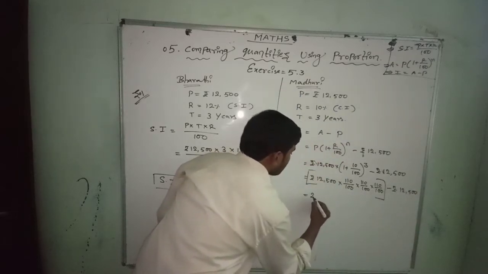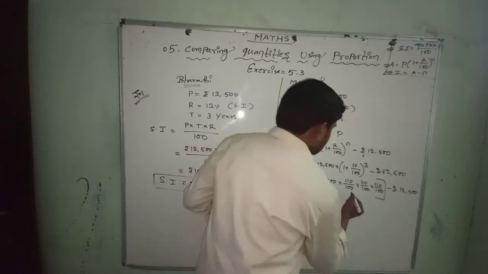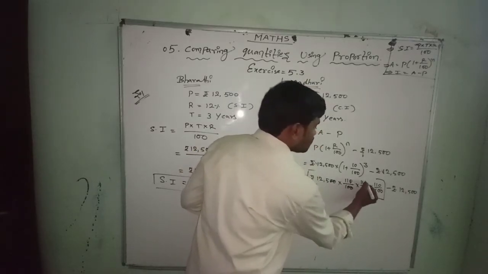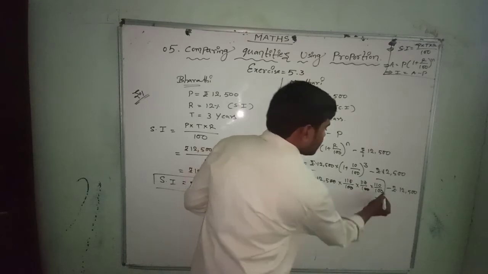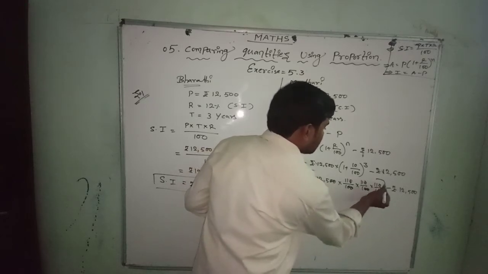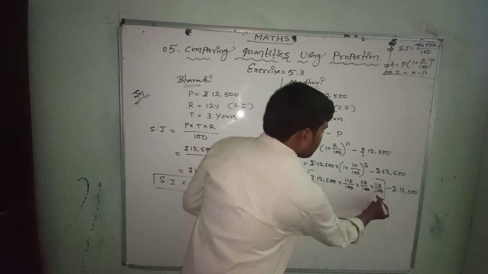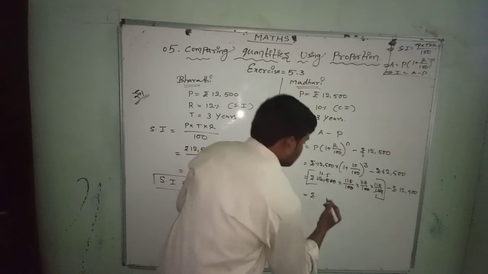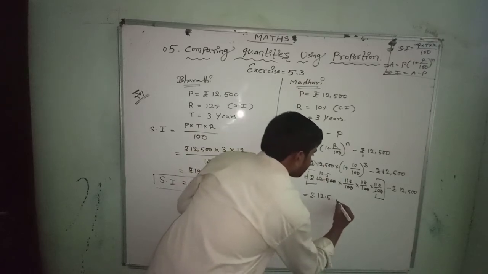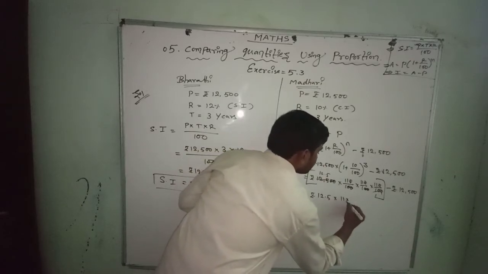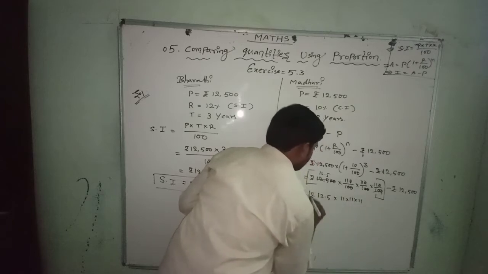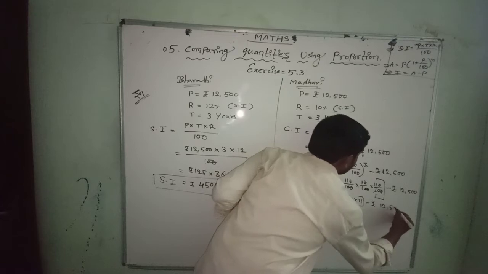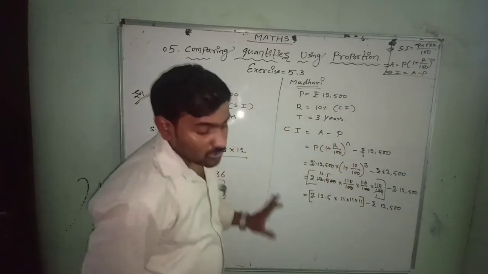Now let us simplify this. These two zeros and these two zeros will get cancelled. Here these two zeros and these two zeros will get cancelled. And here this one zero and this one zero get cancelled. Here 10 ones are 10, 12.5 are. So here 12.5 into 11 into 11 into 11, minus rupees 12,500. In the amount we do not take only the interest.